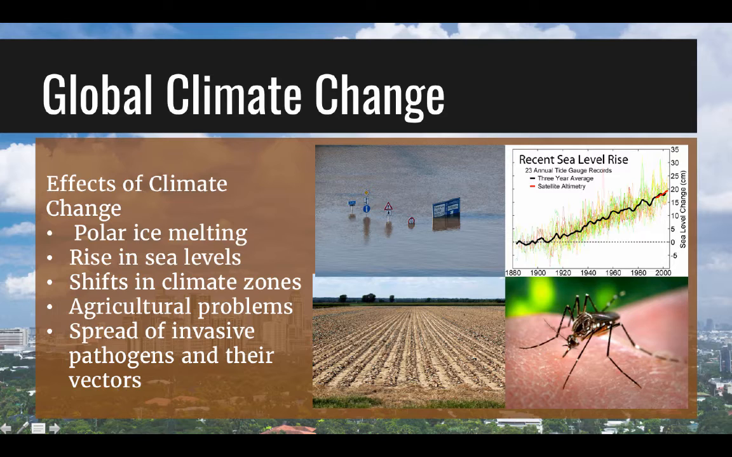Precipitation and temperature effects on agriculture have the potential to affect our ability to feed a growing world population. Additionally, the spread of certain diseases may intensify and expand to new regions depending on vectors and pathogens affected by climate change.